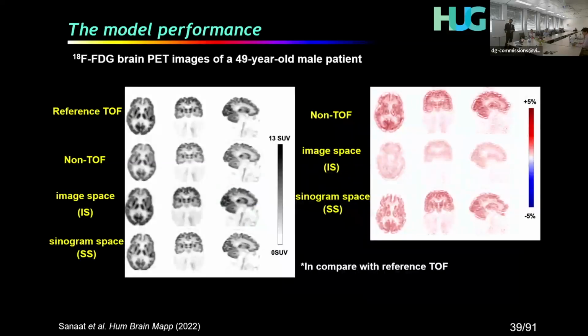Here is the performance of our model. You can see the first row shows the reference TOF, the second one is the non-TOF, and the third and fourth row shows the output of our model in image space and sinogram space. They perform very well, both of them, but when you look at the bias map, we can see the image space performs better than the sinogram space.